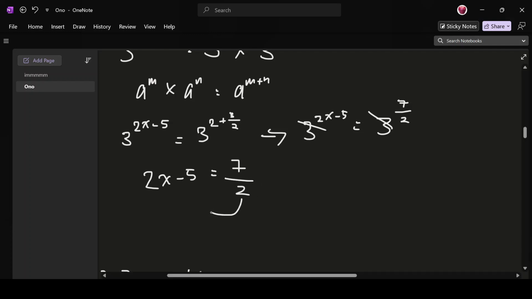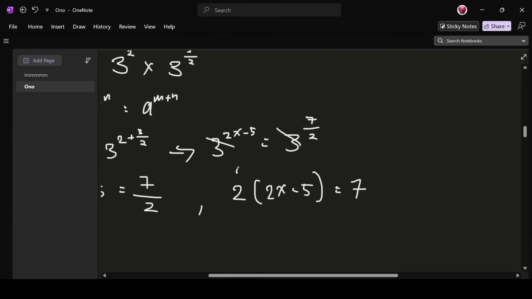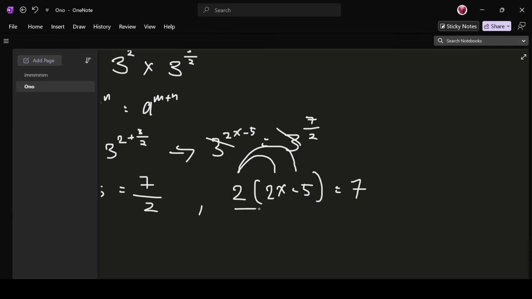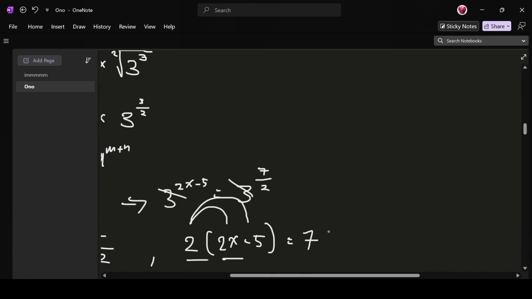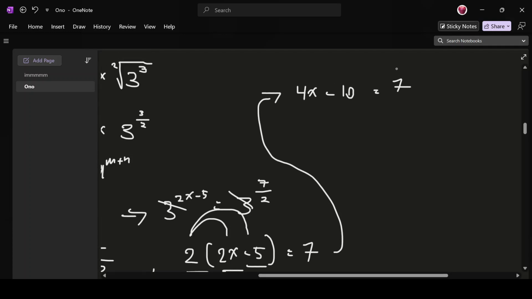When we want to move the 2, it becomes multiplication, right? So I'm going to rewrite that as 2 times 2x minus 5 is equal to 7. And then we just do the rainbow thing again. 2 times 2x, I'm going to rewrite that up here. 2 times 2x, that's 4x. And then 2 times negative 5 is negative 10. This is all still equal to 7.